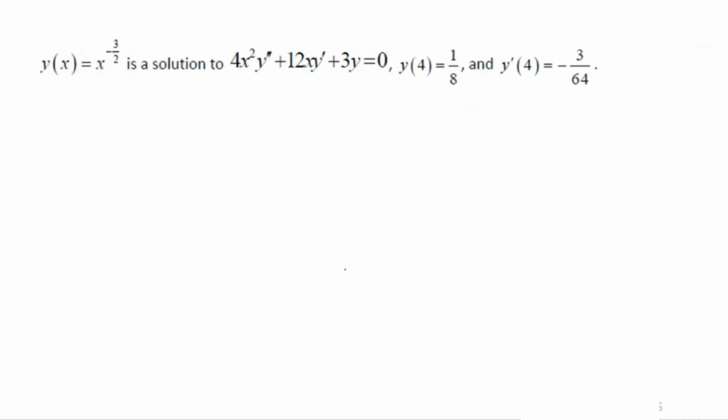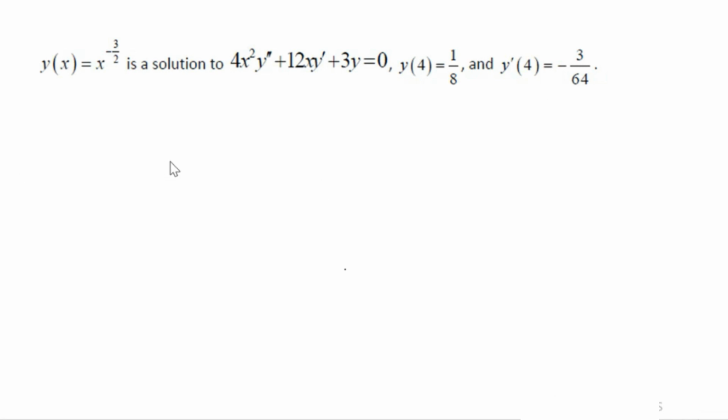Now, let's put that into an example. So, y of x equals x to the power of negative 3 halves is a solution to 4x squared y double prime plus 12xy prime plus 3y is equal to 0. And the initial value condition, we have y of 4 is equal to 1 over 8 and y prime of 4 is equal to negative 3 over 64.